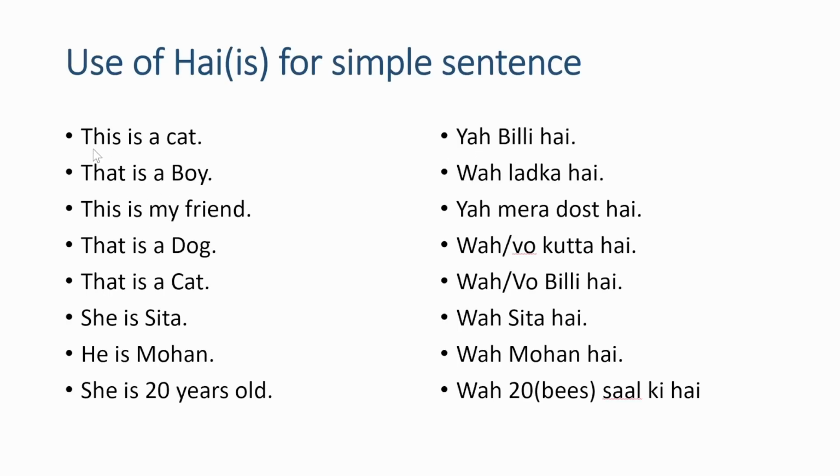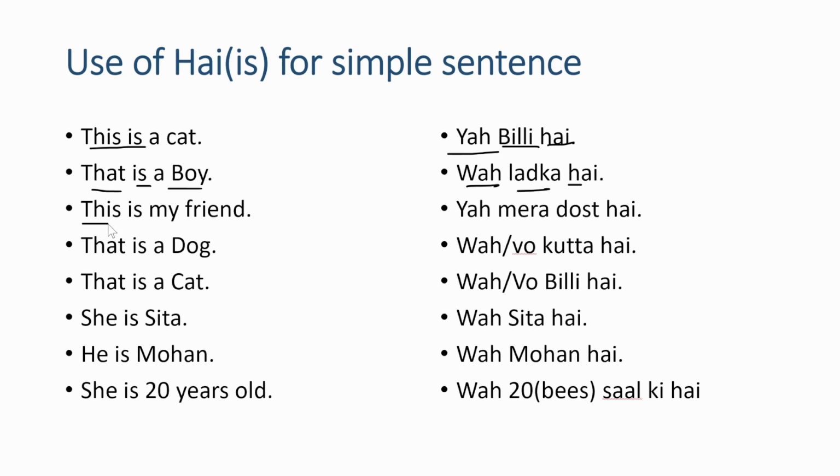Now if you want to say this is a cat, how to say? The meaning of this means yah. The meaning of cat is billy. The meaning of is means hai, at the end of the sentence. Now if you want to say that is a boy, how to say? The meaning of that is vah. The meaning of boy is ladka. The meaning of is means hai. Now let's see the next sentence.